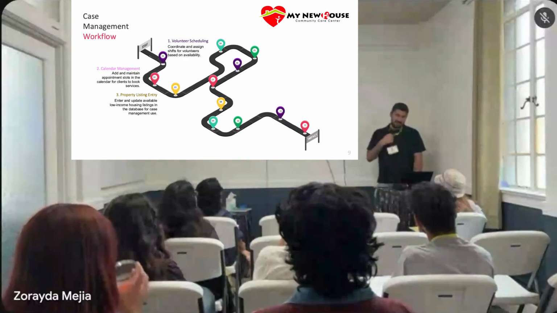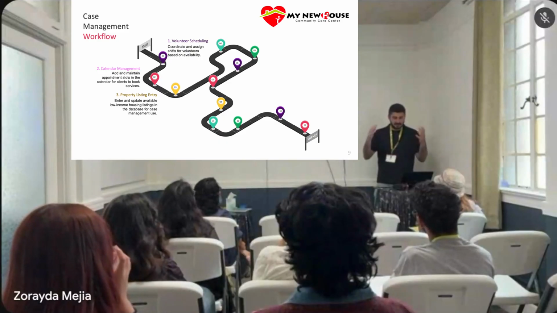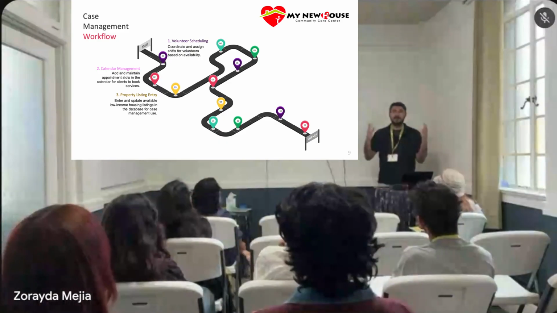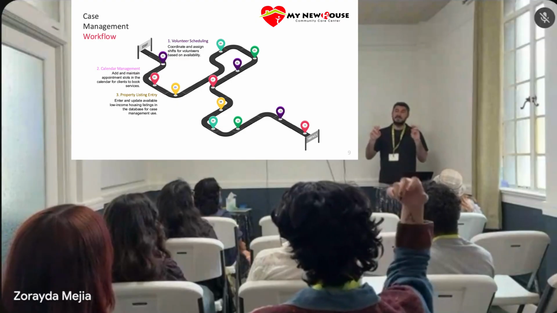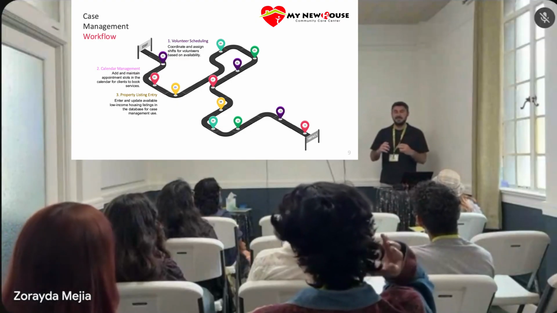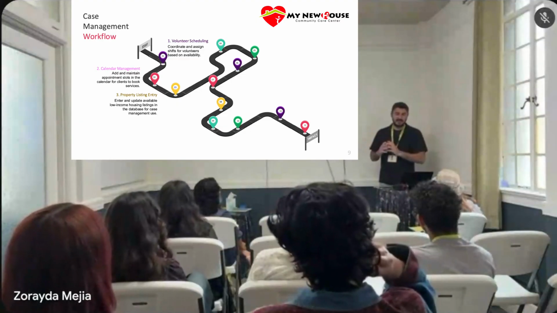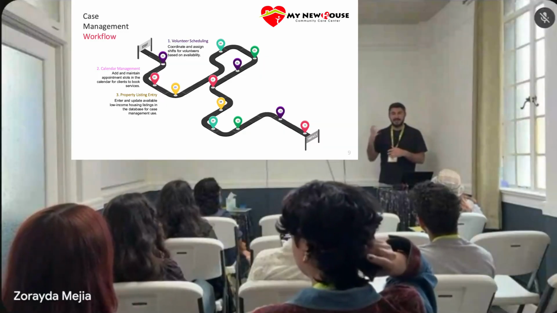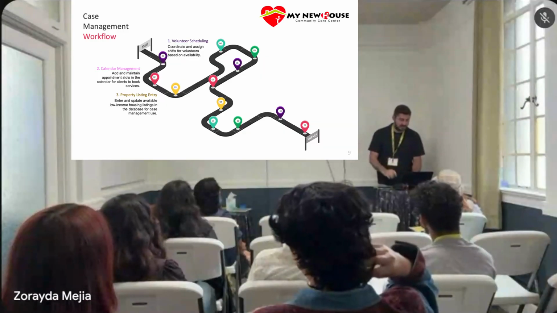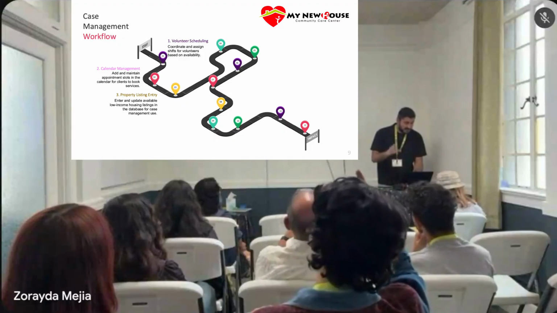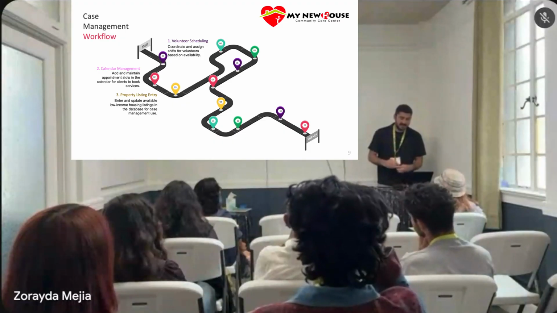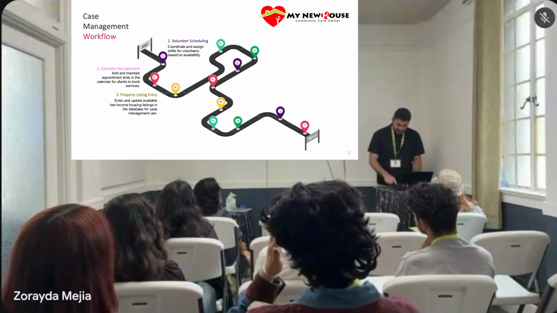Next, we have property listing entry. This is the list of properties and all of the properties' elements and qualities: what type of housing it is, what the maximum income is, and things like that, which we're going to go into in a second. So you enter and update available low-income housing listings in the database for case management use.